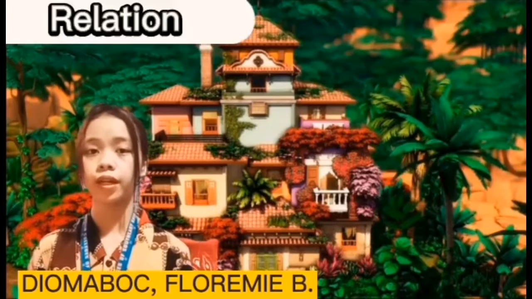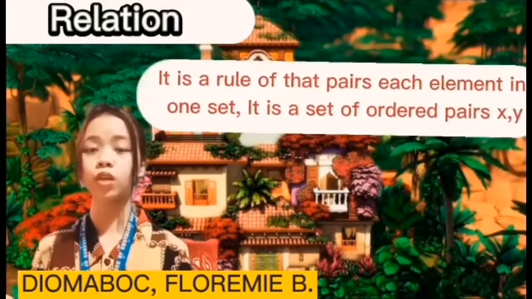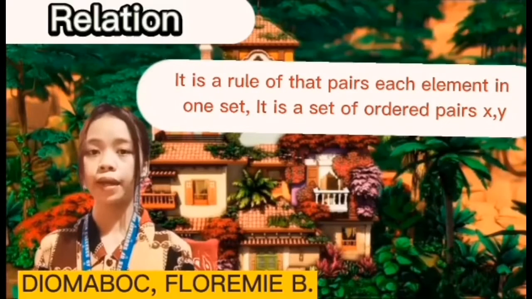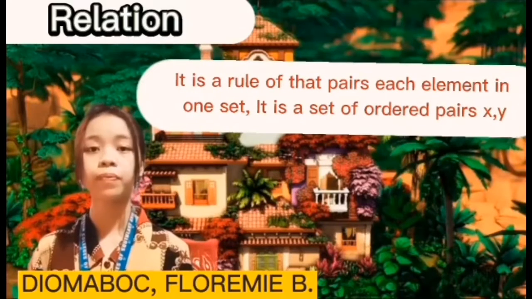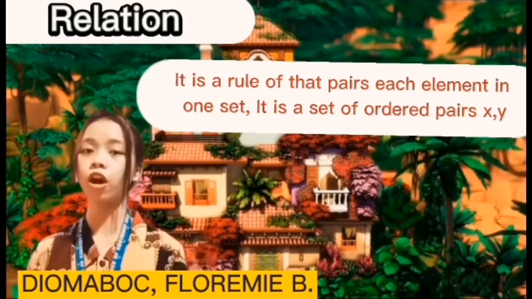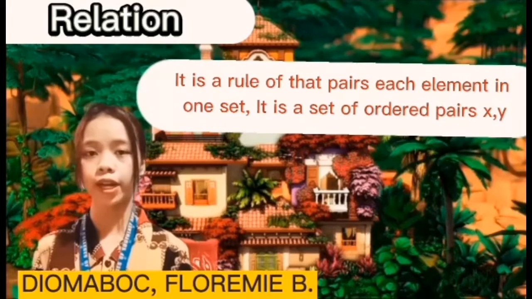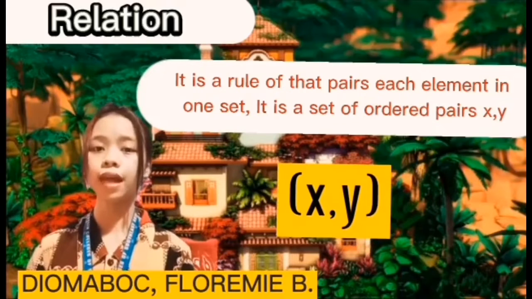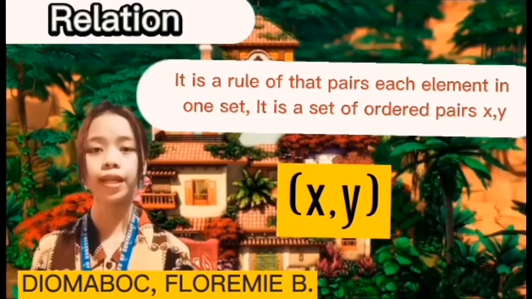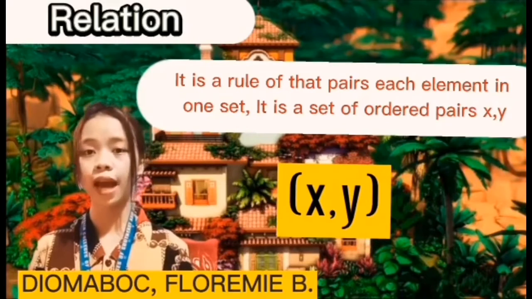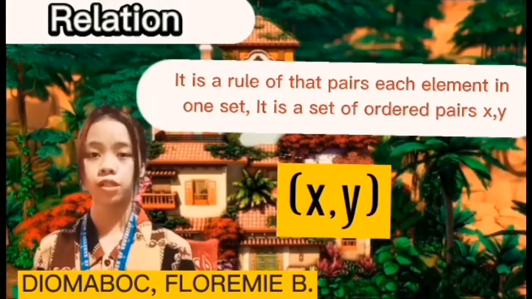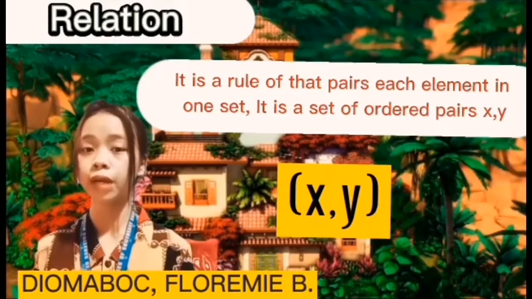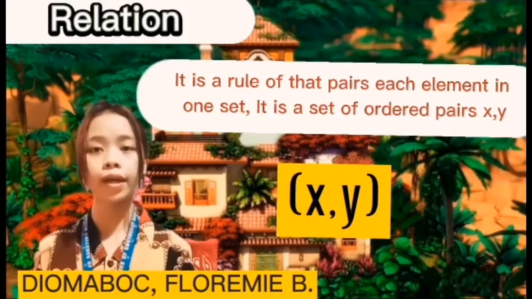What is a relation? It is a rule that pairs each element in one set. It is a set of ordered pairs X and Y. What is an ordered pair? An ordered pair is the composition of the X coordinate and Y coordinate, having two values written in a fixed order within parentheses. So let us use X and Y as our domain and range. X is our domain and Y is our range. The X coordinate always comes first, followed by the Y coordinate.